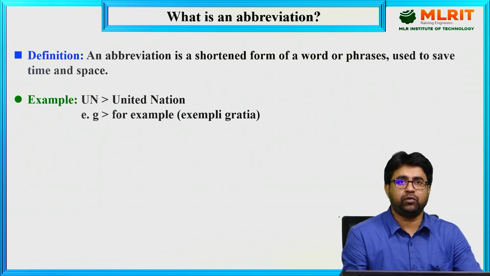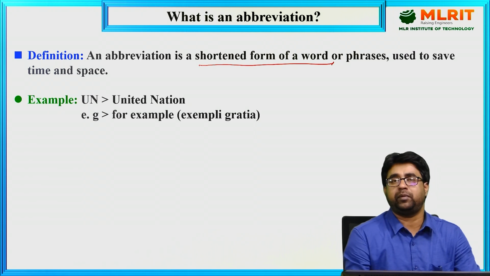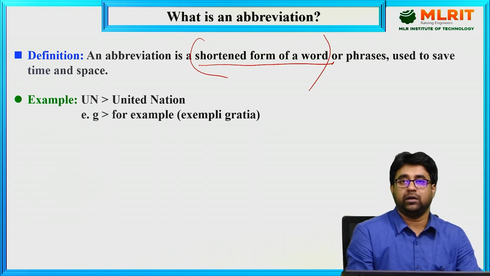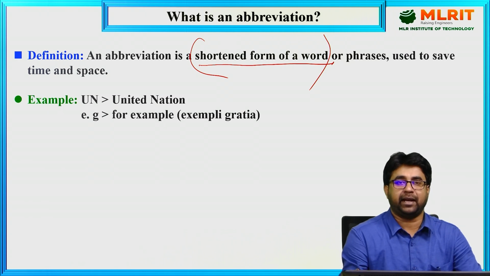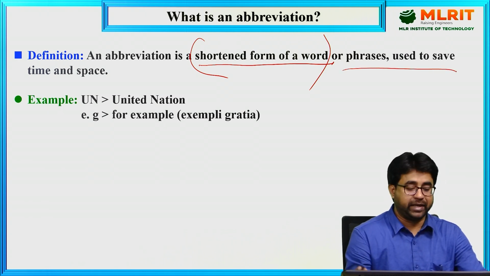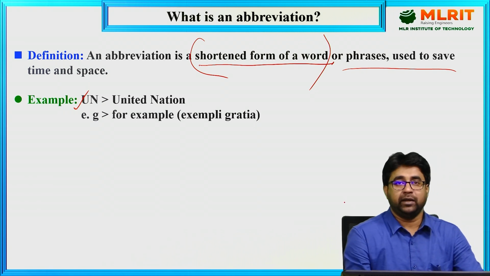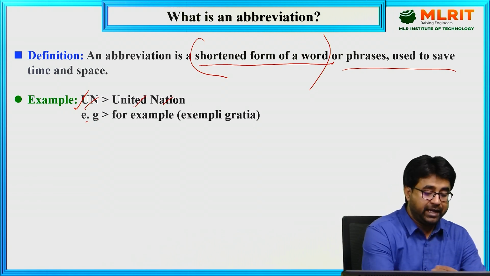What is an abbreviation? Abbreviation, you all know, means something which is shortened, right? So an abbreviation is a shortened form of a word. When we make a word short, that is called abbreviation in a very simple manner. Basically we do it to save time as well as space, right? For example, you can see UN. Instead of saying United Nations, we use the abbreviated form, that is UN.